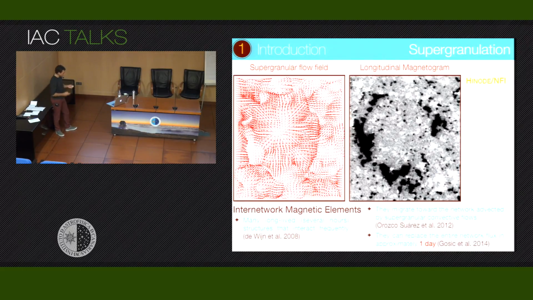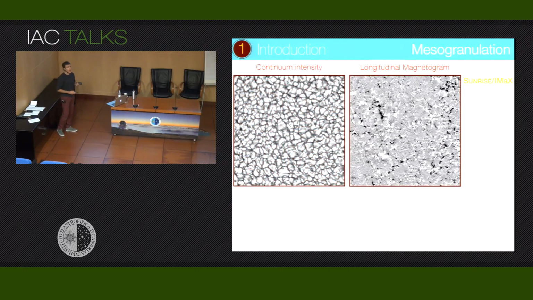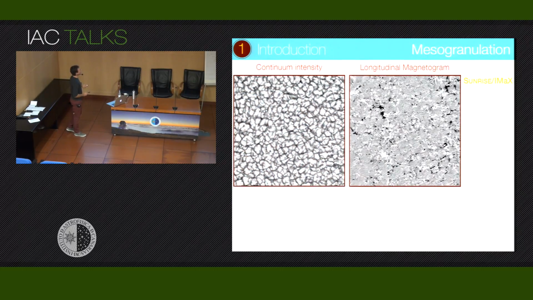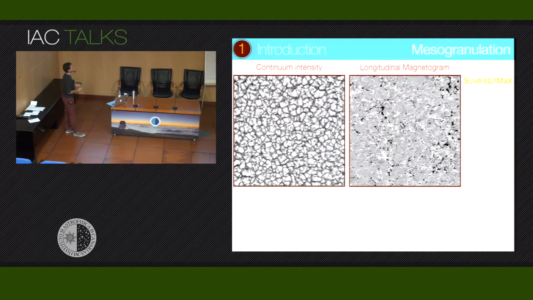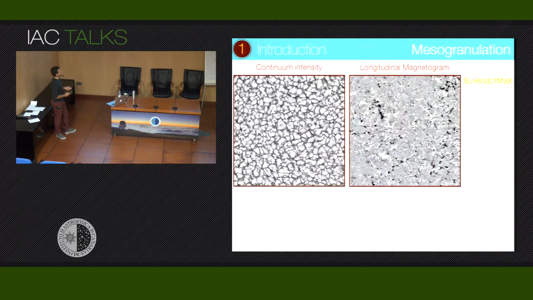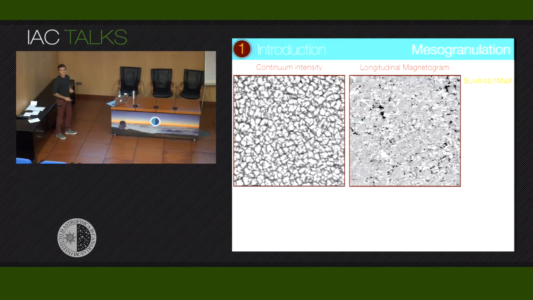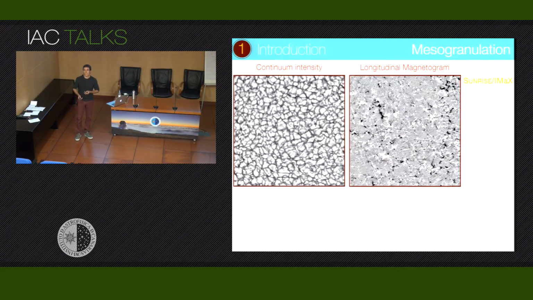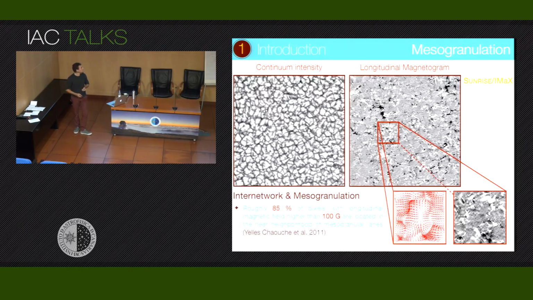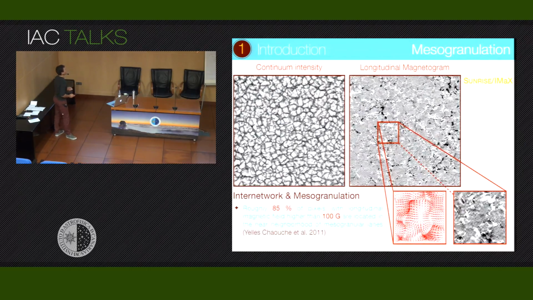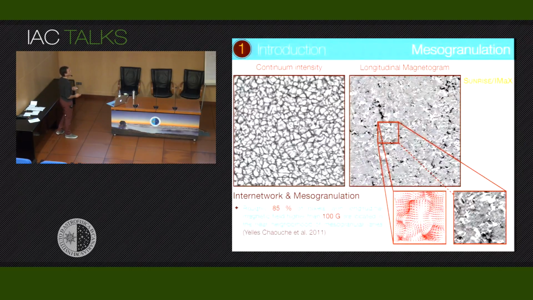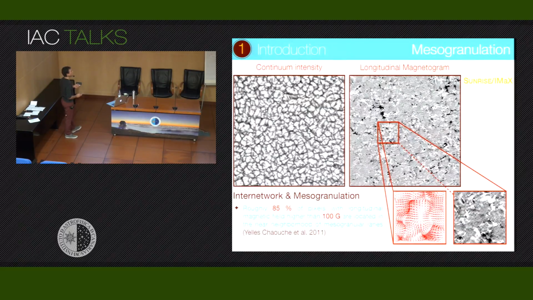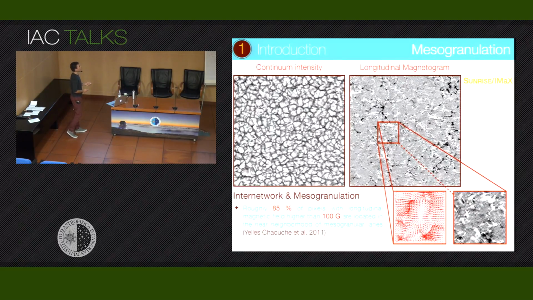If we observe internetwork areas with the highest spatial resolution that we can currently achieve, we see that internetwork also shows a reticular pattern, in this case at mesogranular scales. Mesogranulation is a medium scale between supergranulation and granulation. Here I show one of those mesogranular cells. In particular, I show the horizontal velocity map and the related magnetogram.